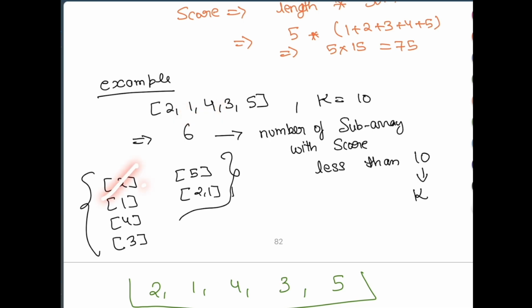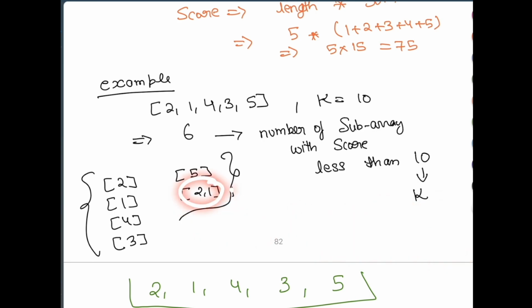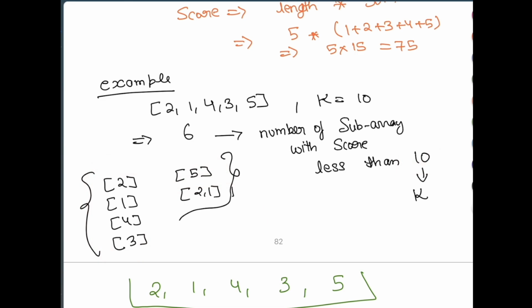We will just count these subarrays which had score less than 10. For example, 2, 1. Now this 2, 1 has a sum of 2 plus 1, which is 3, multiplied by the length, which is 2. This will be equal to 6, right? So the score of 2, 1 is 6. So this is a valid subarray which we can count. Similarly, you can find the score of other subarrays. For example, this 5. The length is 1, the sum is 5. You can say the score of this subarray is 5, which is less than 10, right? So I think that's the complete understanding of the problem.